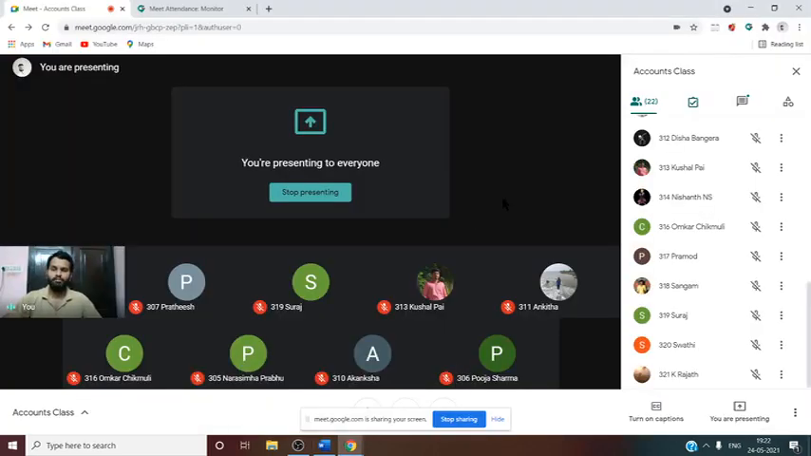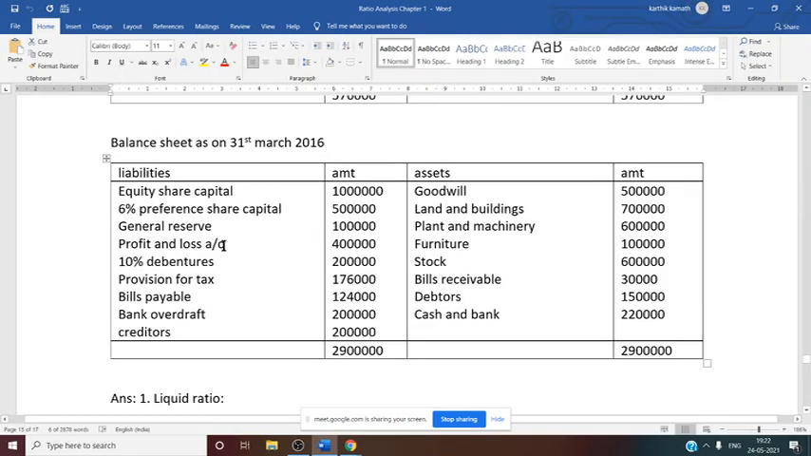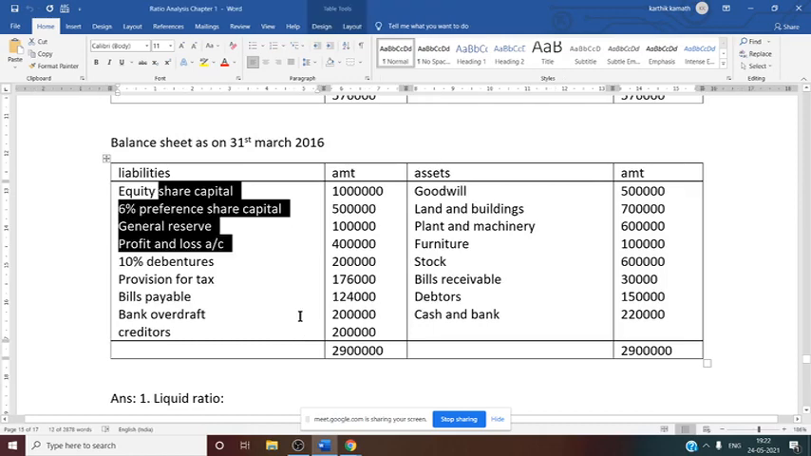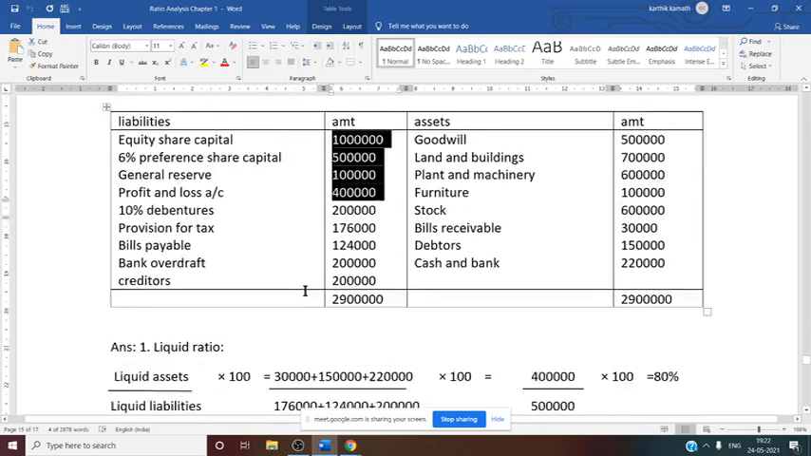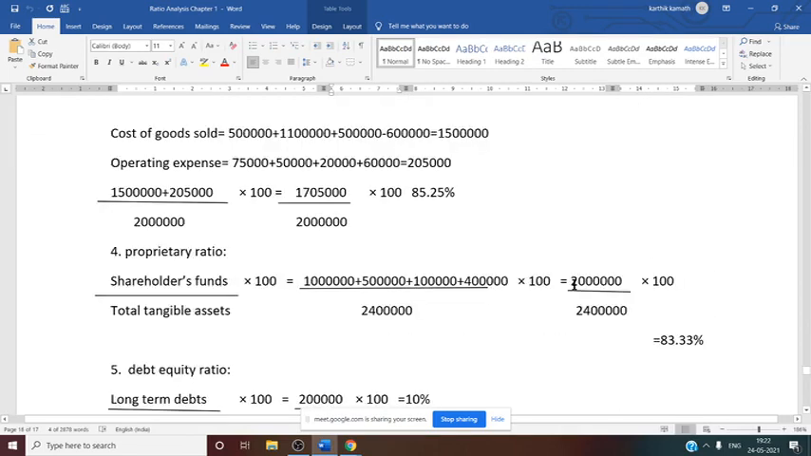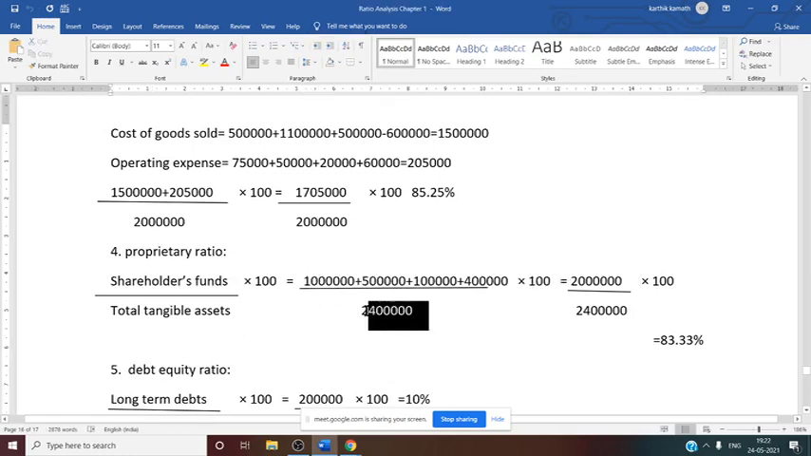Next they have asked you to calculate the proprietary ratio. Proprietary ratio is nothing but shareholders ratio. So we want shareholders fund, and next we want total tangible asset. If you see the question, shareholders fund has only 4 items: equity share capital, preference share capital, general reserve, and profit and loss account. Add all these 4 things, 10 lakh plus 5 lakh plus 1 lakh plus 4 lakh, and you will get 20 lakh. You need to write this 20 lakh in the numerator, divided by total tangible asset.